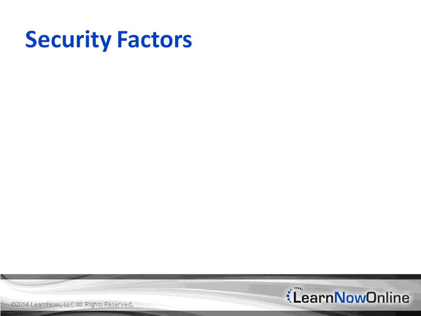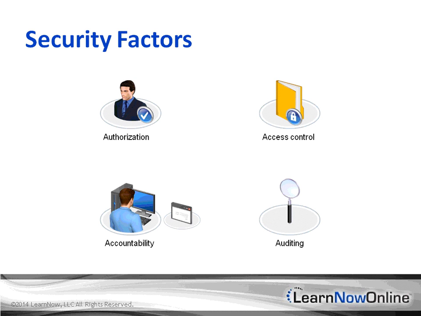As we start with security basics, there are certain security factors that we need to be aware of. We call these the 3 A's, or in fact, there's 4 listed here. It's authorization, it's access control, it's accountability, it's auditing. Those are some basics that we really need to be familiar with.